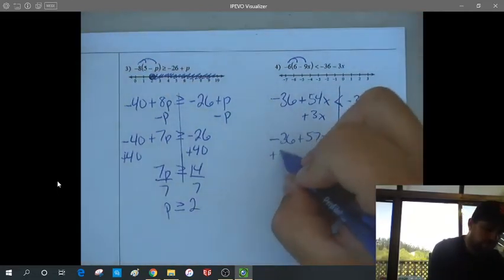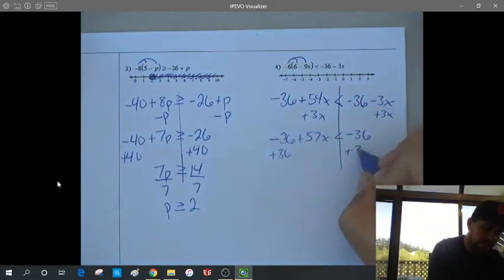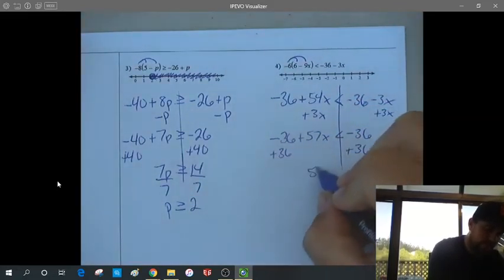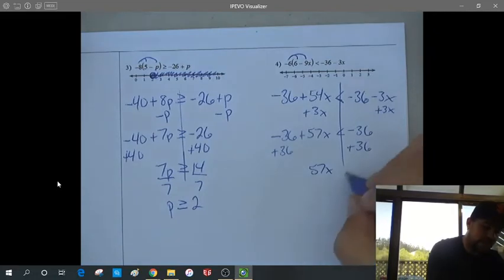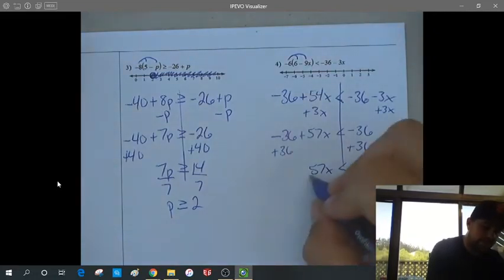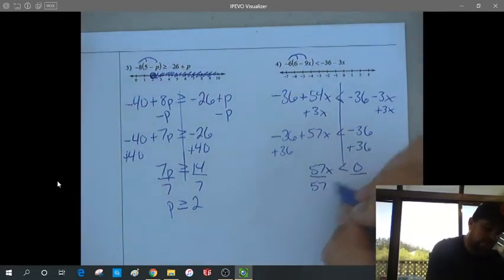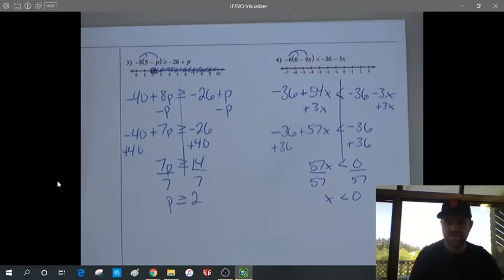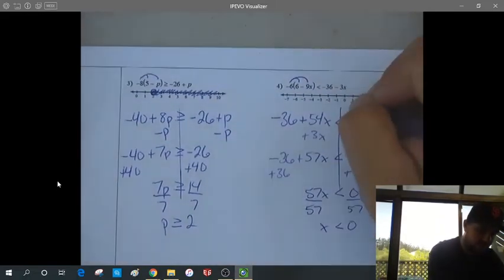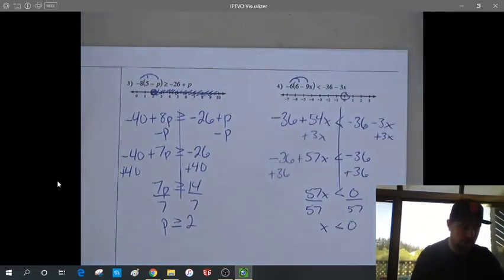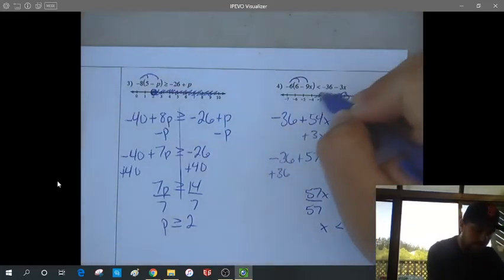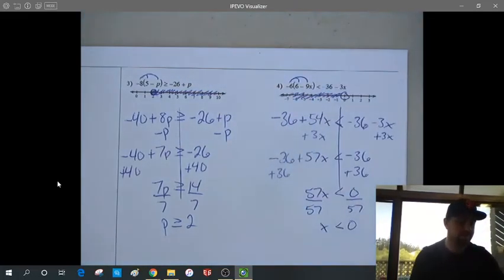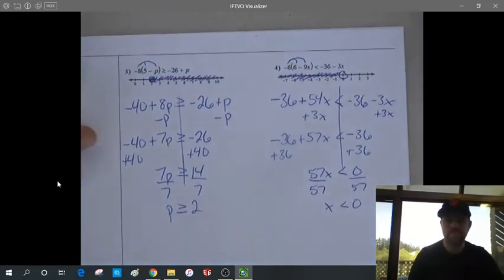Now move the constant back over to the other side to solve the two-step. Here when I add 36 to negative 36 though, it's going to make a 0 there, which is fine, because that's just going to mean when I divide by 57 on both sides, I'm just going to get x is less than 0. So find 0, open circle, and it is facing towards the number, so that's going to be shading to the left.